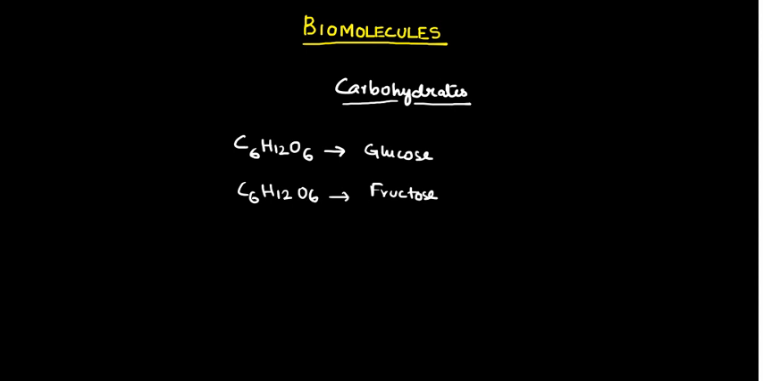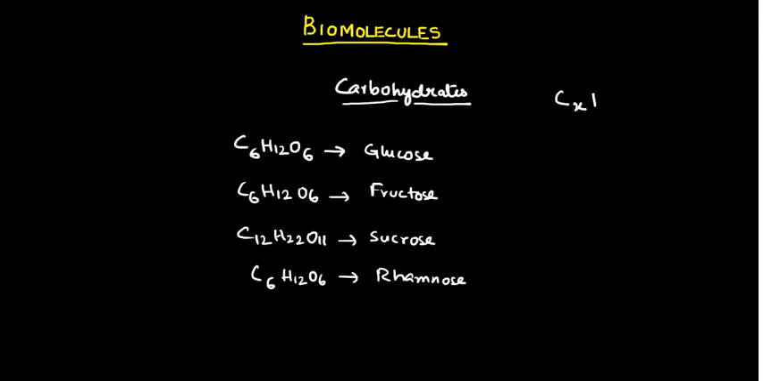Another carbohydrate is C12H22O11, that is sucrose or cane sugar. Another one is C6H12O5, which is nothing but rhamnose. So, these are carbohydrate molecules. Now, why the name carbohydrates? If we go for the general formula of carbohydrates, it looks like this: CxH2Oy.